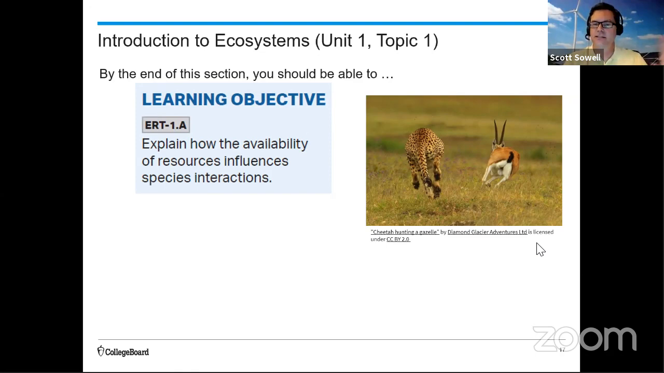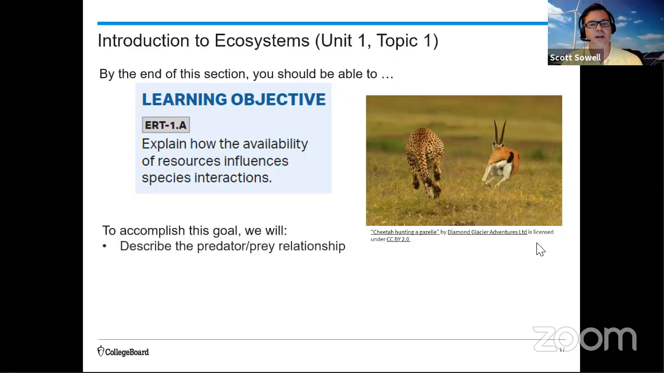So let's pause and just kind of deconstruct that a little bit. So availability of resources, species interactions. What this is getting at is that the way species interact with each other is dependent on the availability of resources that they need, and certain resources in particular. Things like limiting factors and limited resources. So we'll look at that a little bit more.